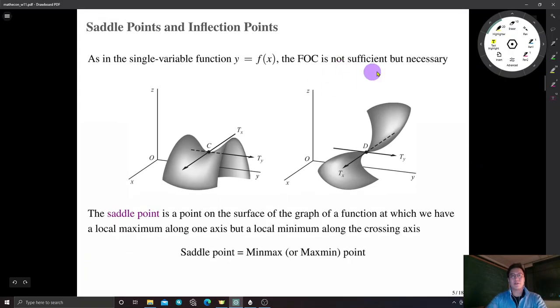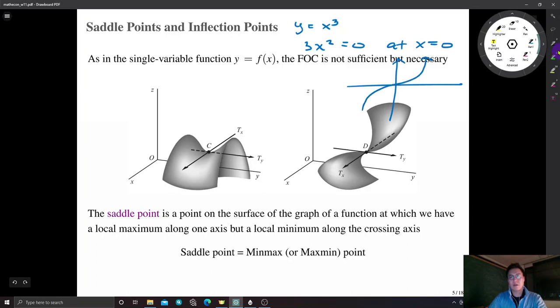But this first order condition is not a sufficient condition, but a necessary condition. We already discussed this possibility when we studied single variable functions. The counterexample was y equals x cubed. For this function, the derivative is 3x squared. So that will be 0 at the origin. But if you think about the graph of the function, it looks like this. Right? So the curvature of the function changes at the origin. That is an inflection point. But the function does not have an extreme value at this point.